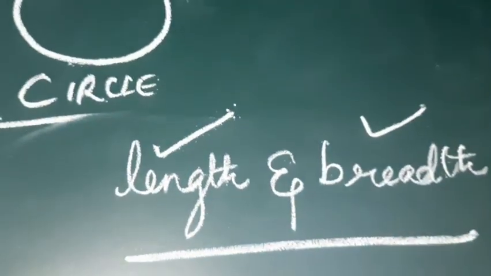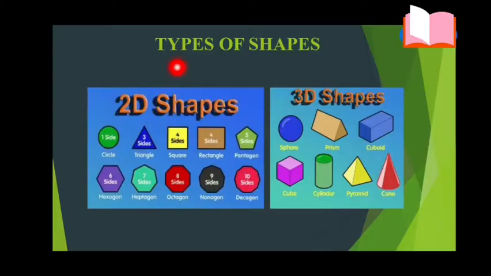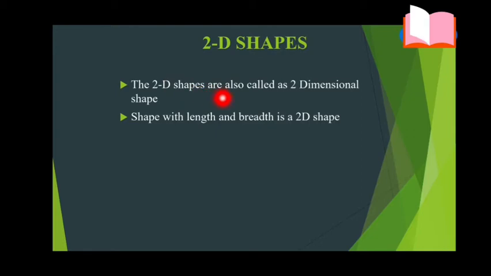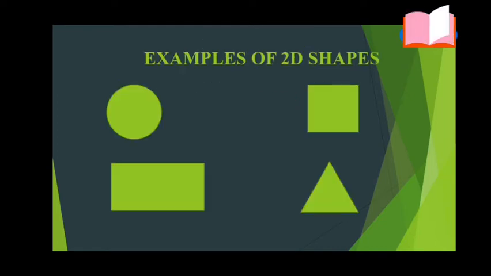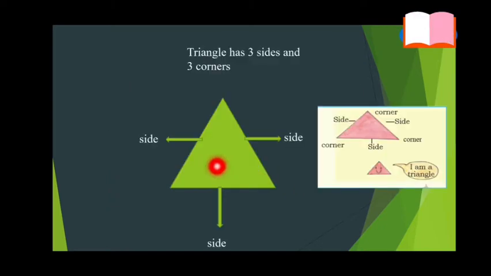Now let's get to know the types of shapes. The shapes are of two types. One is the 2D shape and the other is the 3D shape. What is a 2D shape? A 2D shape is a two-dimension shape which has length and breadth. Let's get to know the examples of 2D shapes: circle, square, rectangle and triangle. Can you identify what shape this is, students? This is a triangle which has 3 sides and 3 corners.